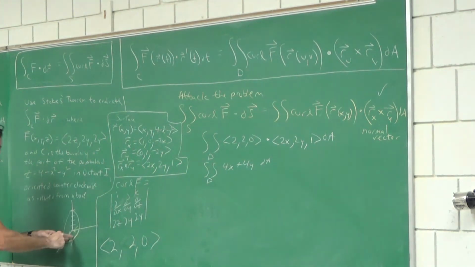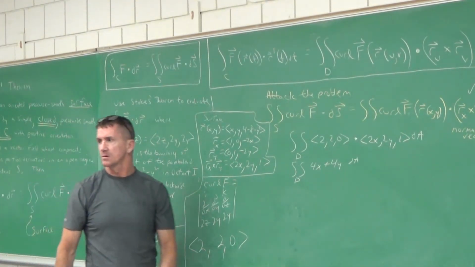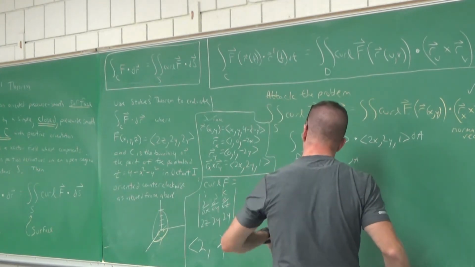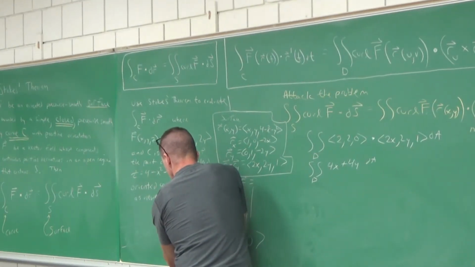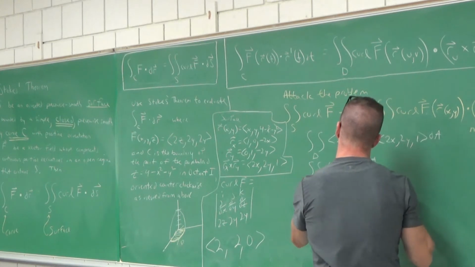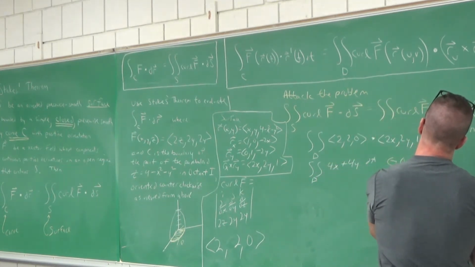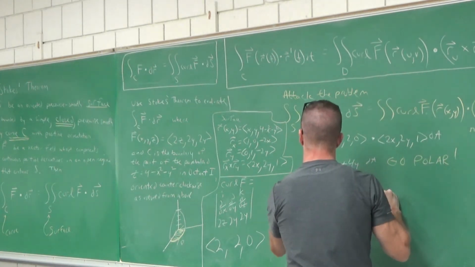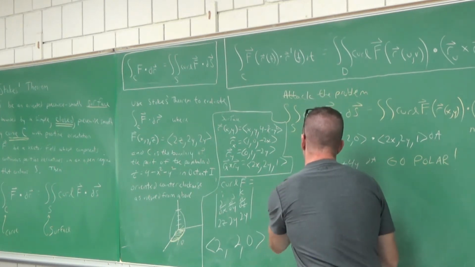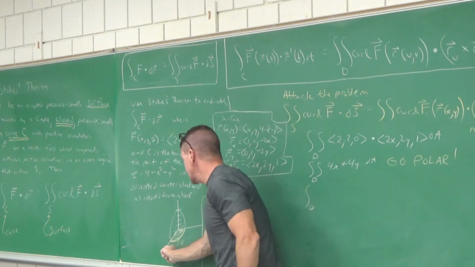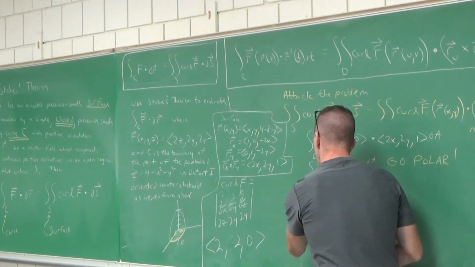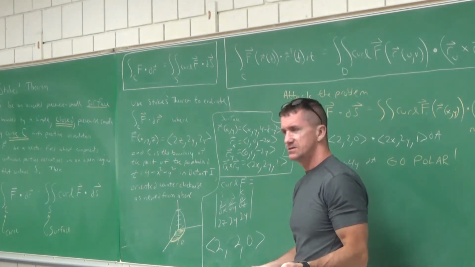Now look where it's projected. Do you want to go polar? It's not a full circle, but the projection is a quarter of a circle. Let's go polar. This is region D, the projection onto the xy plane. Theta from 0 to 2 pi, yes or no? I'm hearing no. That's theta equal to 0. What's theta equal to here? Pi by 2. It's just in the first quadrant.